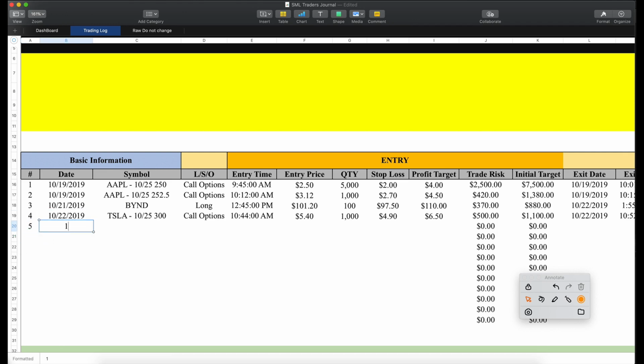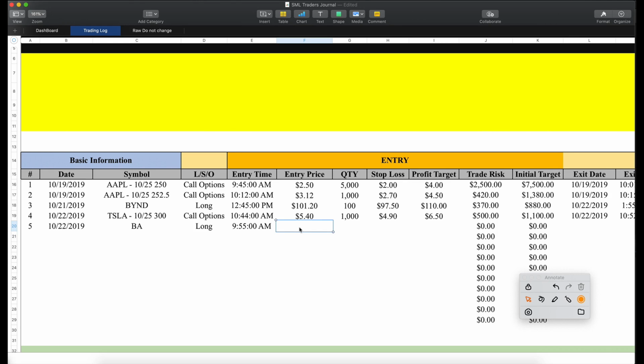What's the date? Let's say same date, I traded another stock. Let's say we are trading stock BA. Okay, I put in the ticker symbol. Am I going long? Am I going short? Like, what am I doing with this exact trade? I'm going long. What time do I enter? Let's say I entered at 9:55 a.m.